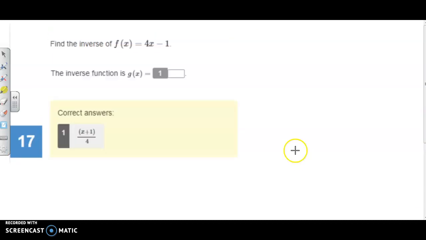The next problem I saw came on this. It said find the inverse of f(x) equals 4x minus 1. So to find the inverse, you add 1 and then divide by 4, so you get this. You could also call this 1/4 x plus 1/4. So g(x) equals that. So that's how you find the inverse.